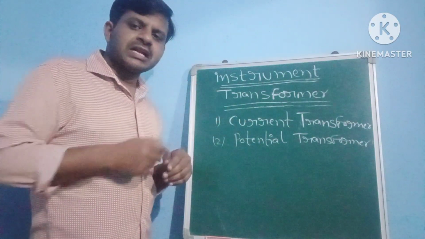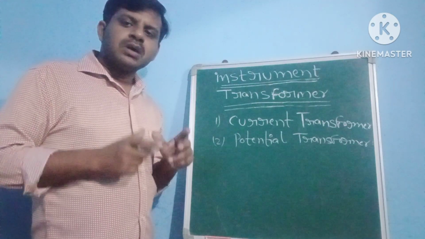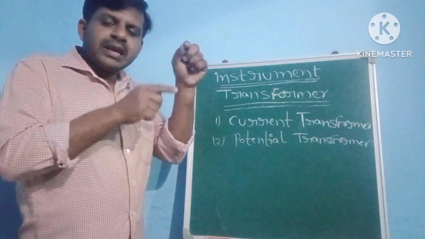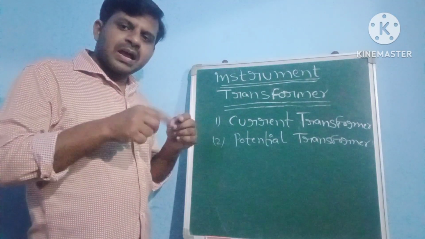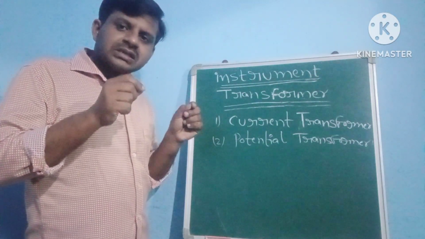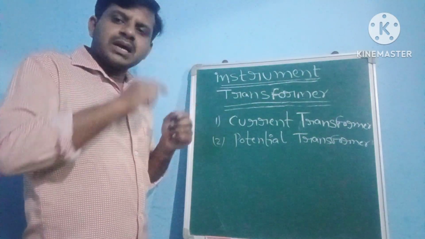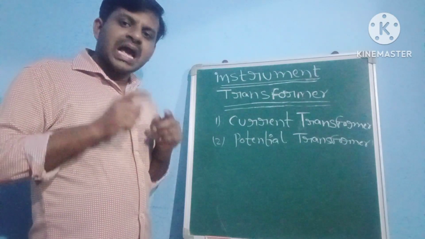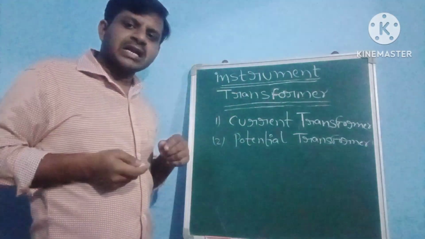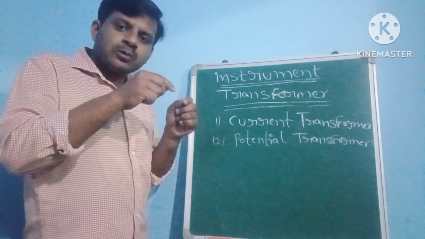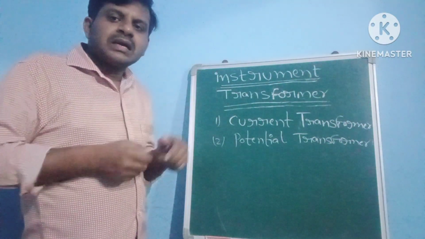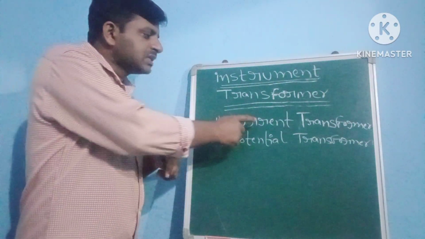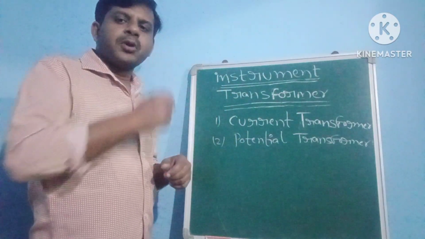Coming to the potential transformer, it is used to measure the voltage between any two phases of the transmission line. In the current transformer, the two terminals of the primary winding are connected in series with the transmission line, whereas in the potential transformer, the two ends of the primary winding are connected across two phases of the transmission line. That is the difference between the current transformer and the potential transformer.